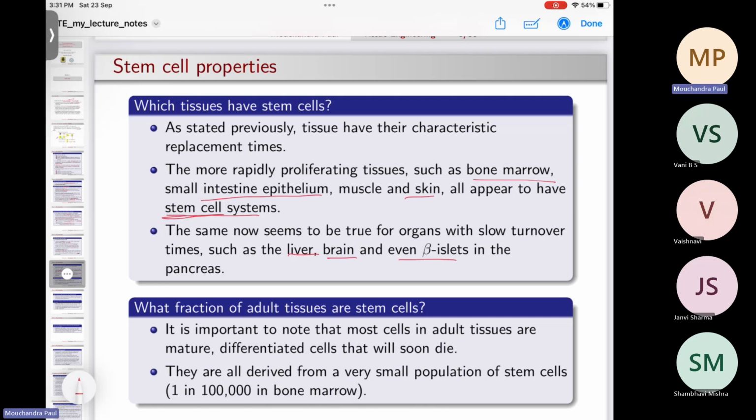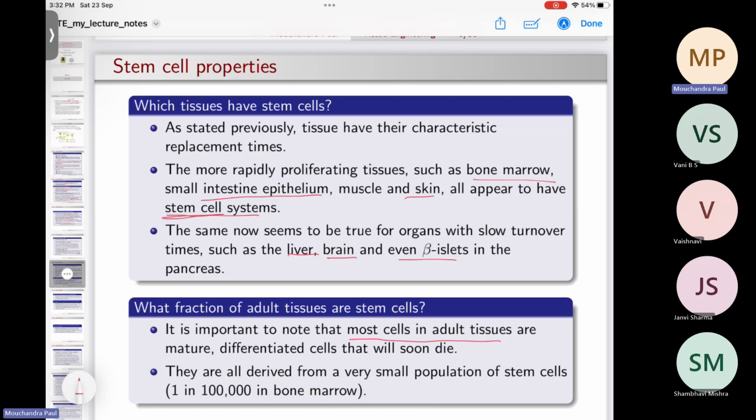To know that, we have to understand what is written in these few points. It is important to know that the cells present in the adult tissues, meaning the tissues of our body currently, all have a finite lifespan.